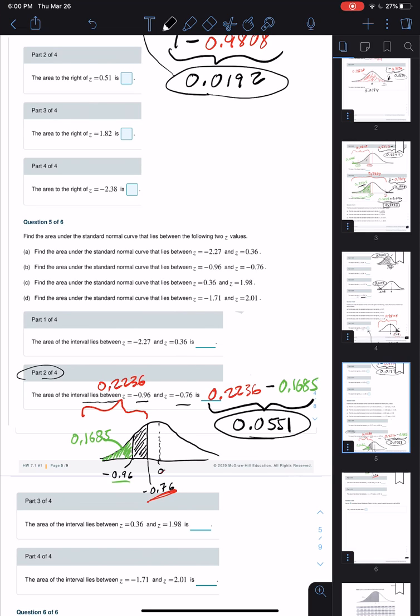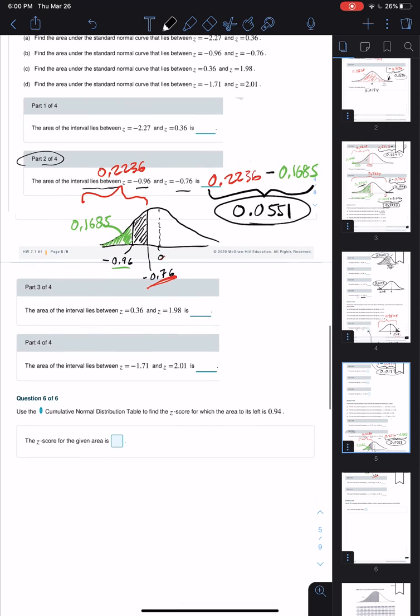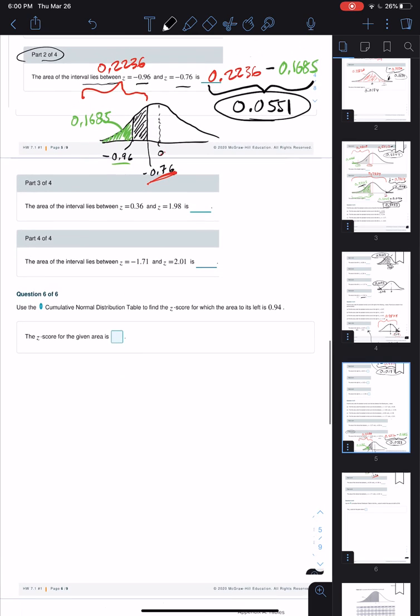Okay, let's do one more, just because setting these up can be a little bit challenging. So let's do which one? Let's do number 4. And I'm going to go ahead and draw down here, since I've got a little more space down here.